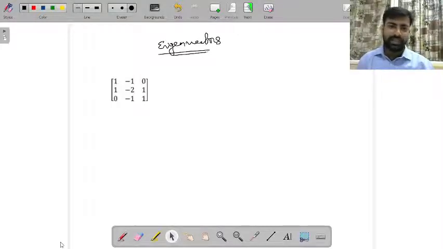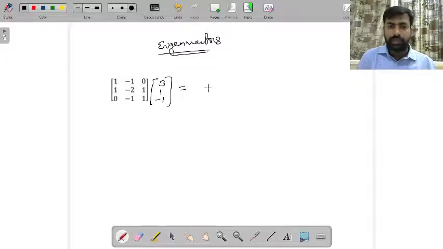Hi, let us talk about eigenvectors. And before that, I'd like to introduce the column-wise matrix multiplication. Let's say you have a matrix and you'd like to multiply with 3, 1, negative 1.